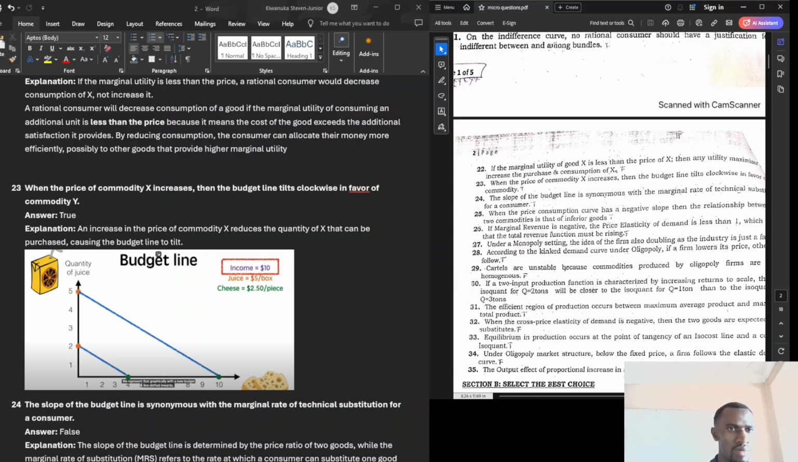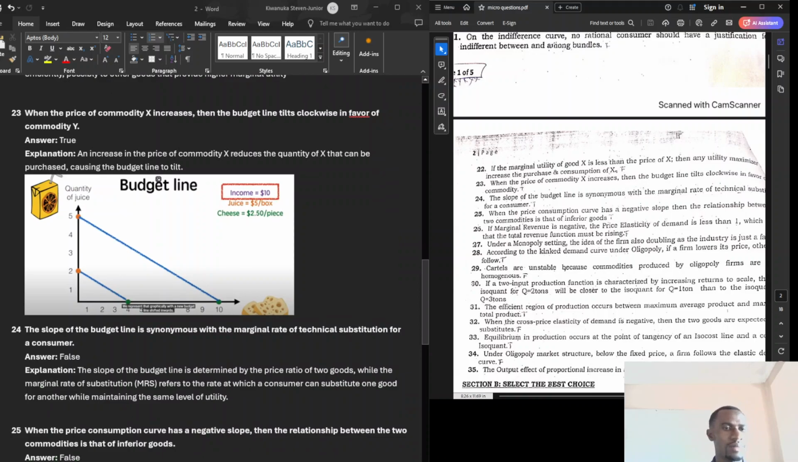If the price of bread increases, it means you have to be buying less units of what? Less units of bread. Imagine if I was dragging this one and the price has increased, that means I would drag towards the left, and that will be favoring Y. That means this will be going like this, hence giving this one more units. I don't know if I'm clear.